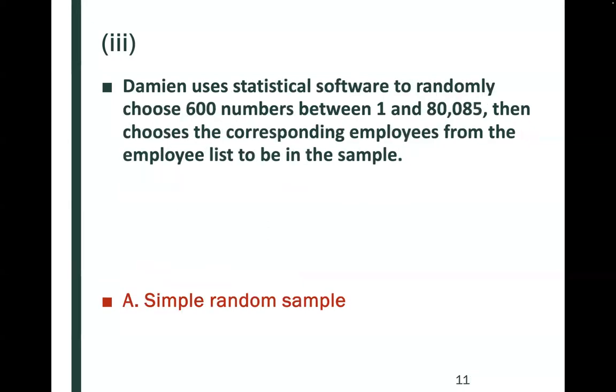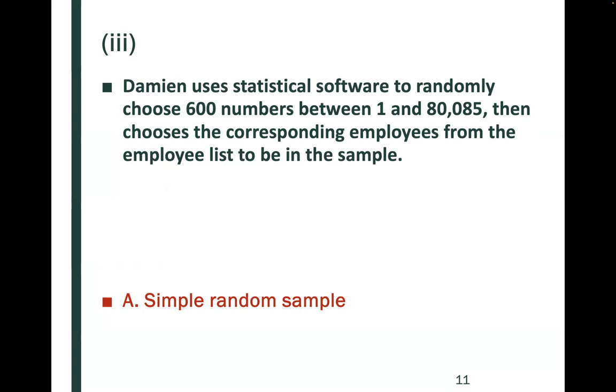Damien uses statistical software to randomly choose 600 numbers between 1 and 80,085, then chooses the corresponding employees from the employee list to be in the sample. So this is an example of a simple random sampling. Essentially what the statistical software is doing is basically putting all of the employees in a hat and then choosing the employees randomly. But here, obviously, the software does this all by computing.